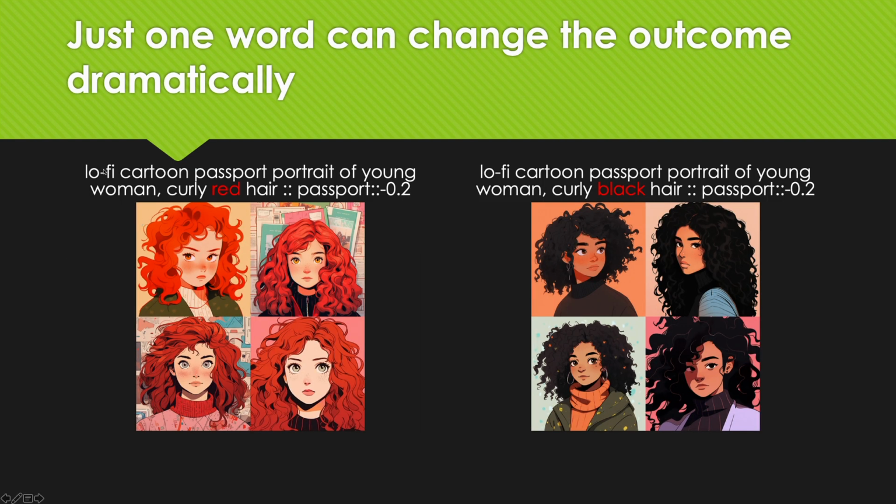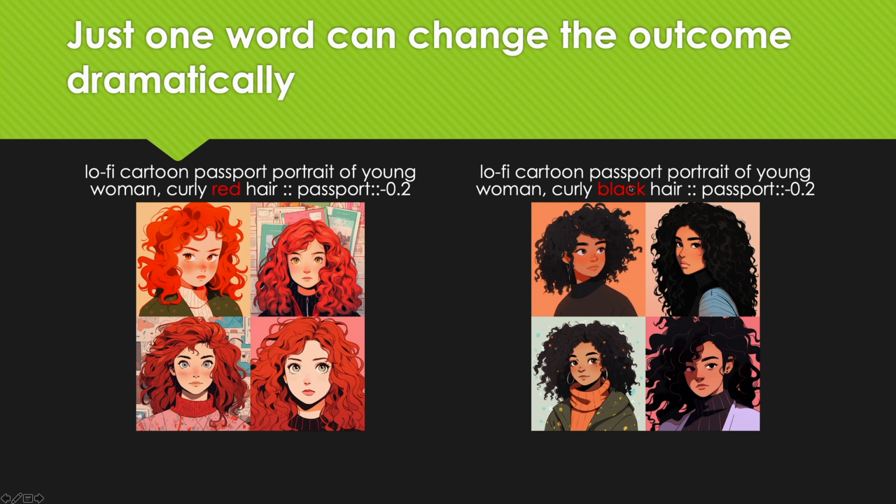So here we've got a variation of the prompt we just did. It's lo-fi cartoon passport portrait of a young woman, curly red hair versus curly black hair. And you can see when she has curly red hair, she looks very pale. And not only is she very pale, but the color scheme is very pale pinks and blues and a very pale tan color. And it also changes the color of her eyes. She has green eyes, gray eyes, brown eyes.